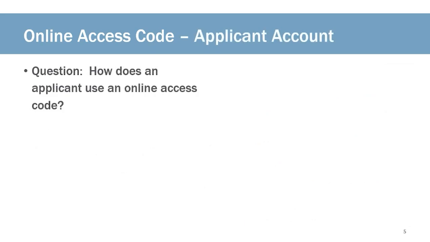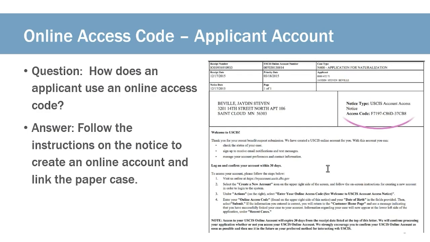Okay. Can we start with the applicant account? How does an individual applicant use an online access code? When an applicant files a form on paper, they will receive two notices. One is the receipt notice. They will also receive a notice that looks like this view on your screen. This notice says, "We have created a USCIS online account for you." The user is asked to log on and confirm their account within 30 days.